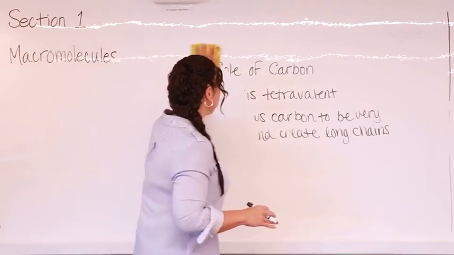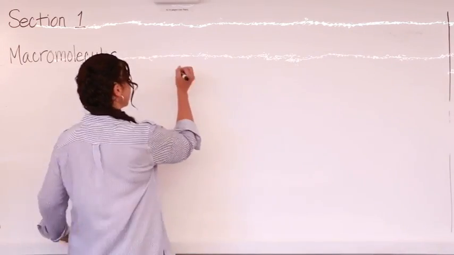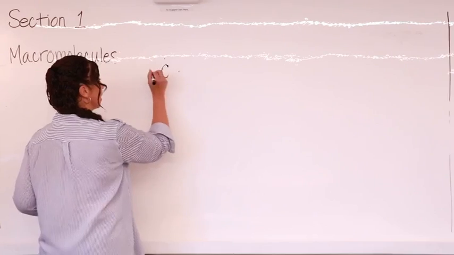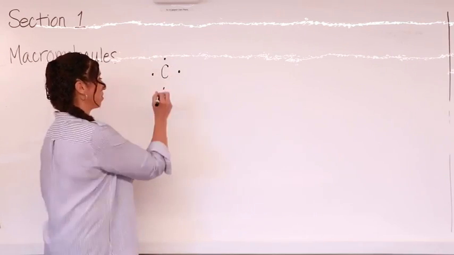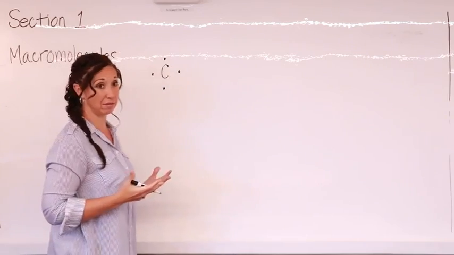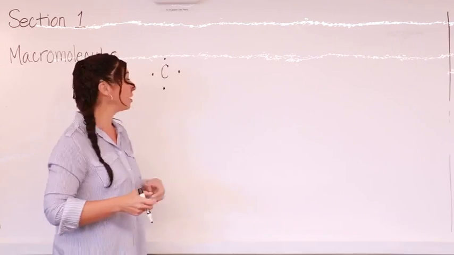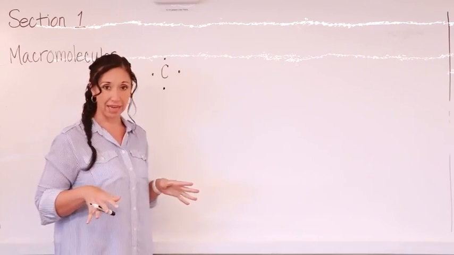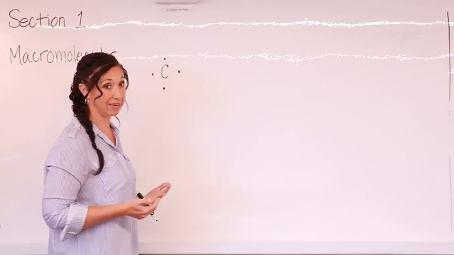So, if you look at carbon, it has these 4 valence electrons around it. That allows carbon to easily make a covalent bond, a shared electron bond, with multiple atoms. Carbon really likes to attach to itself though. This is what we're going to be studying a lot.